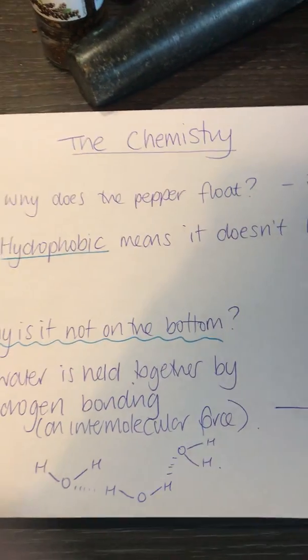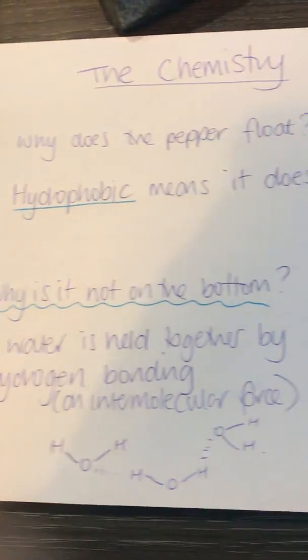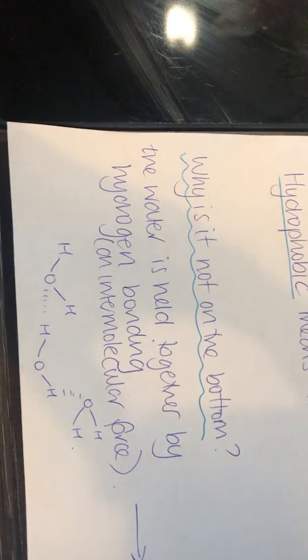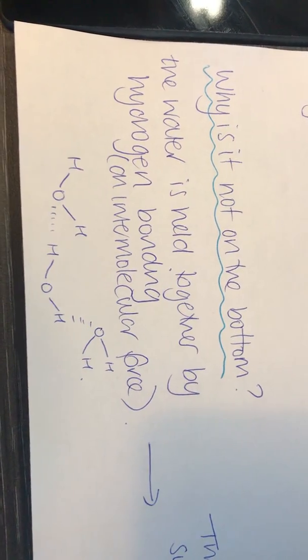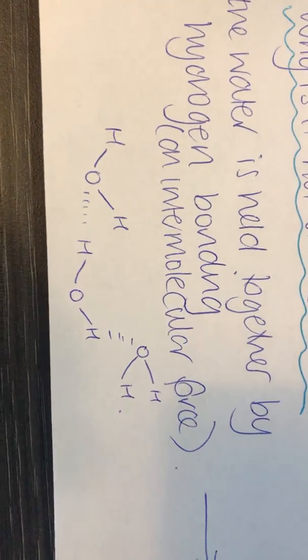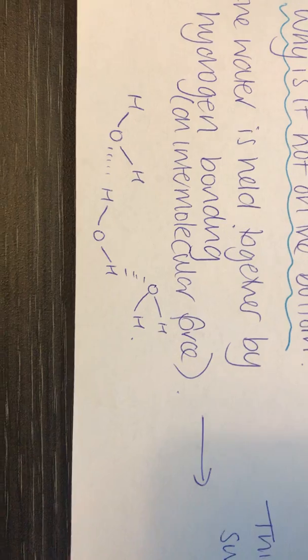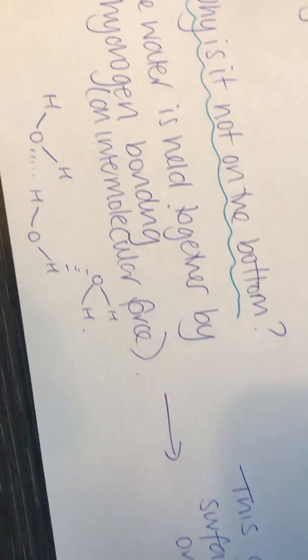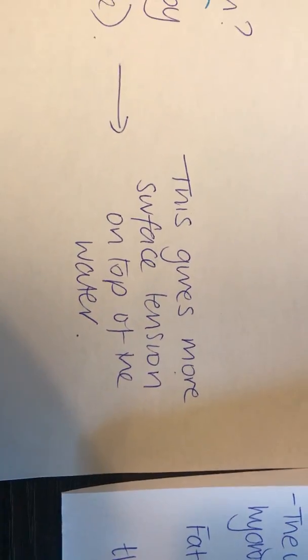So, why does it do this? Why does the pepper float? So, it is hydrophobic. Hydrophobic means it doesn't like water. So why is it not on the bottom? The water is held together by hydrogen bonding, which is an intermolecular force. And as you can see, I've got some water molecules here, and the dotted lines show the intermolecular forces, the hydrogen bonds, between the water molecules. So this gives more surface tension on top of the water. So that's why they float on top of the water.